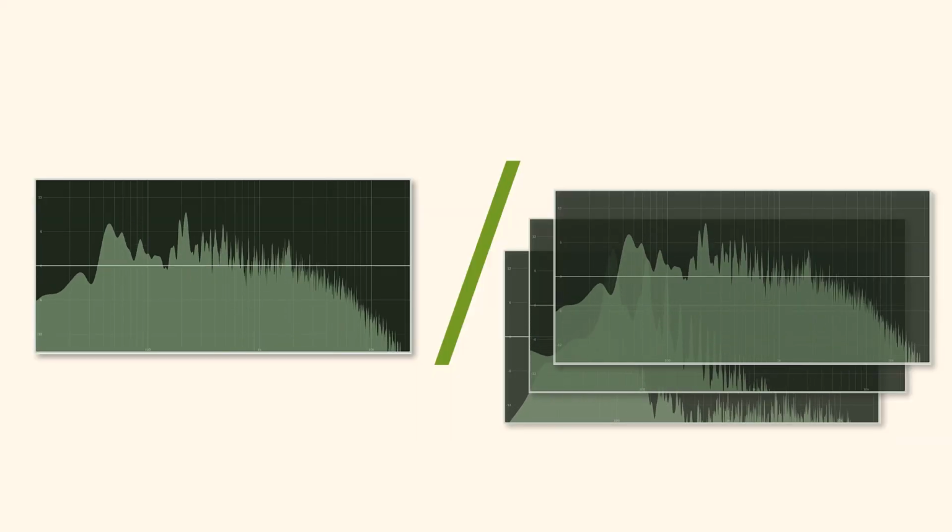The second reason might be multiple tracks crossing over each other and producing that muddiness. Maybe it sounds okay on its own, but then once they're blended together, they're both fighting to occupy the same areas of the frequency spectrum, and they're not blending very well, so that's producing some muddiness there.